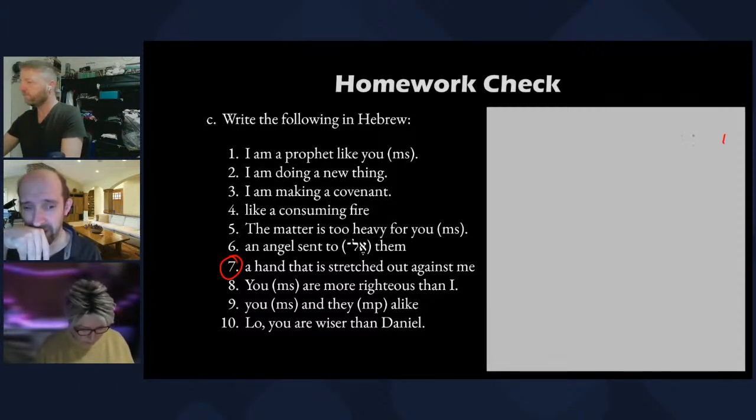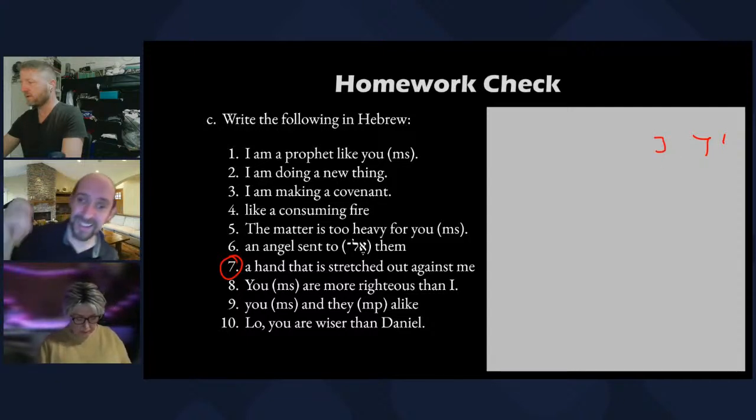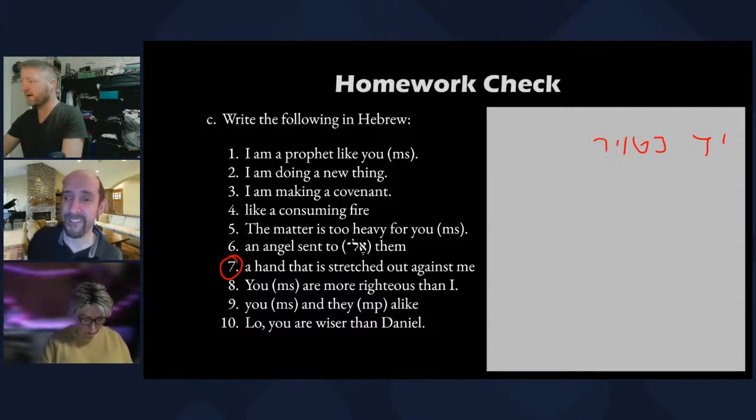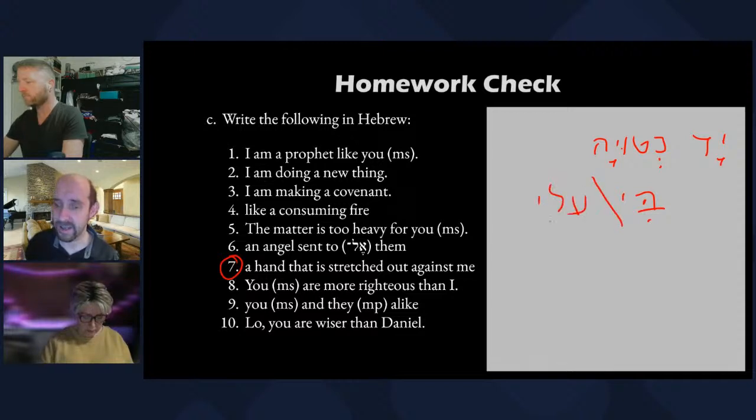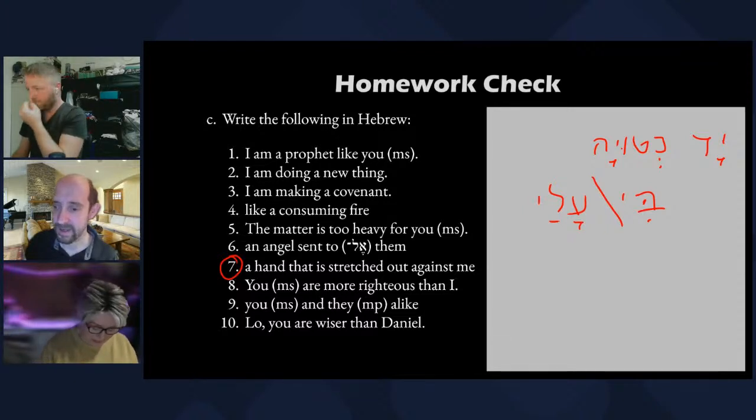Okay, number 7, a hand that is outstretched against me. Oh, we haven't done relative clauses yet. No, we're about to. This is a preview. Let's just say it's yad netuya. Yad netuya. B, probably. B or alai. Negdi. But most of the time it's going to be alai, again, upon me.